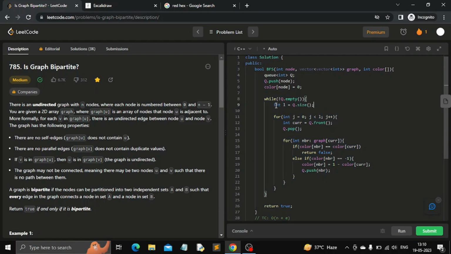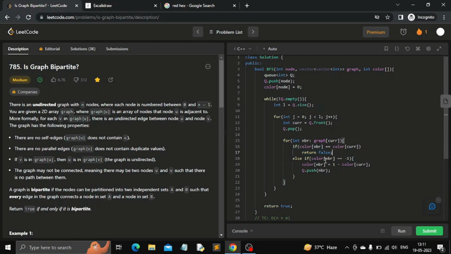So each time we will first determine the number of nodes present in our queue, then that many times we are popping from the front of our queue data structure, and we are going to check the neighbors of this current node using the graph 2D array. If the color of the current node is equal to the color of the neighbor of that node, then we are returning false.